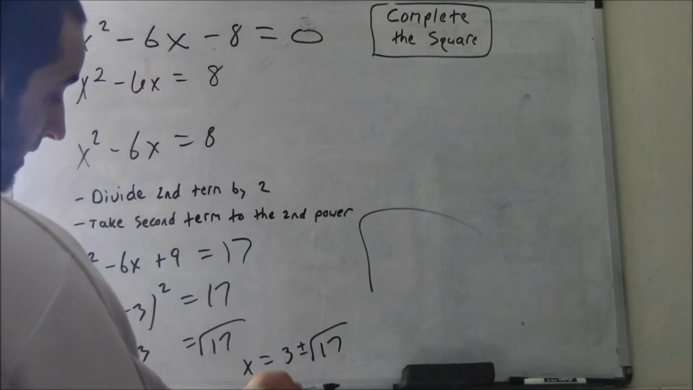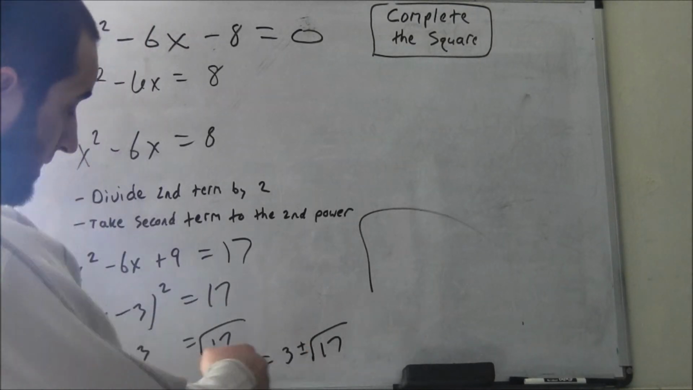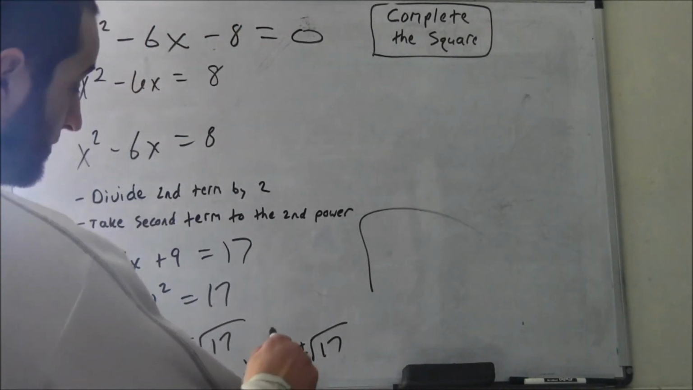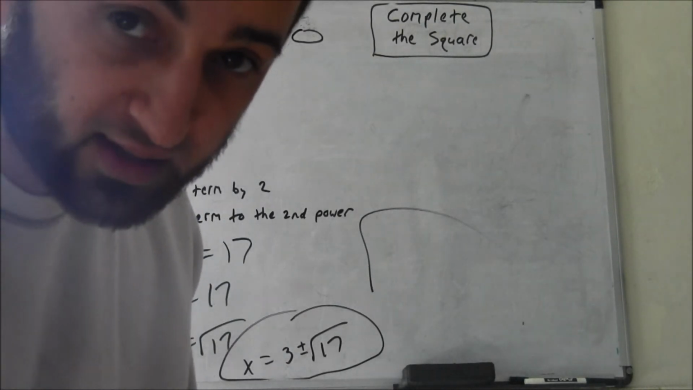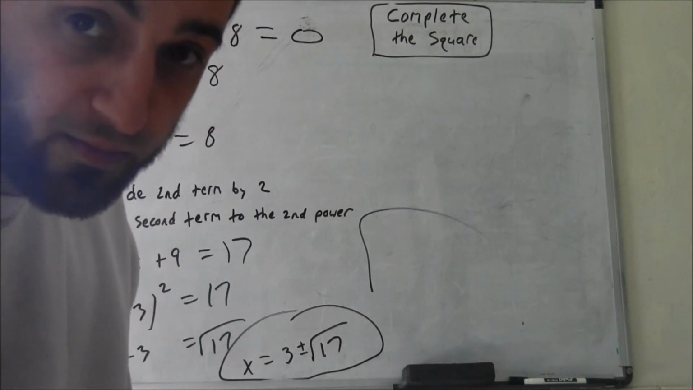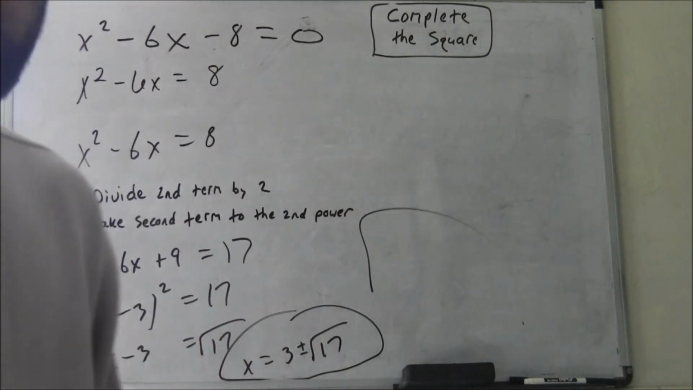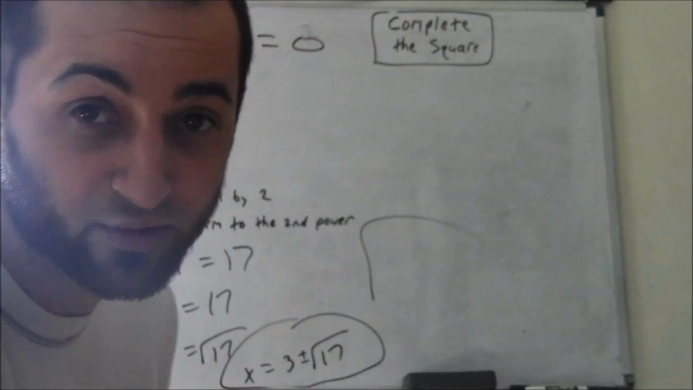To reduce that, x equals, you throw the negative 3 on the other side, which makes it positive. x equals 3 plus or minus radical 17. So that's your answer right there. If you take that answer, 3 plus or minus radical 17, into your original problem, it'll work itself out. So good luck. Complete the square.